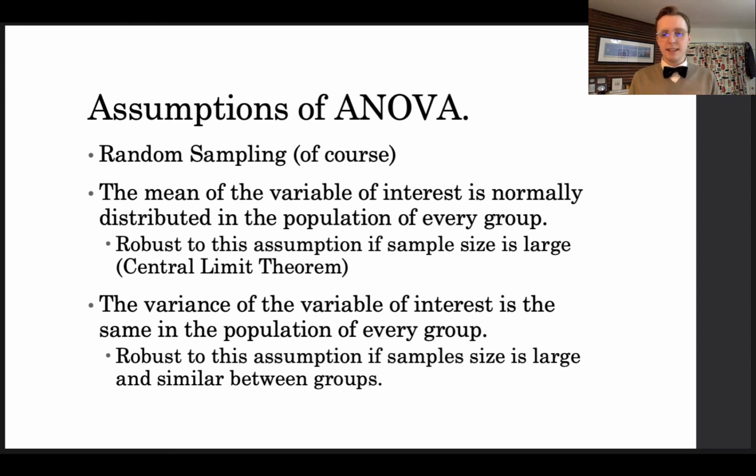And just like the t-test, ANOVA is robust to this if the sample size is large due to the central limit theorem. Finally, just like the two-sample t-test, we are assuming that the variance of the variable of interest is the same in the population of every group.